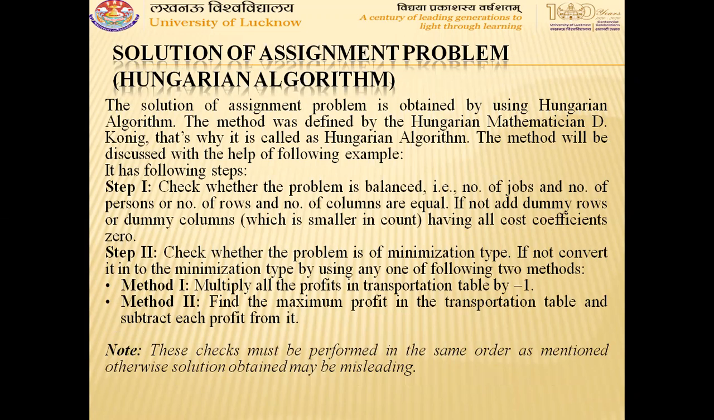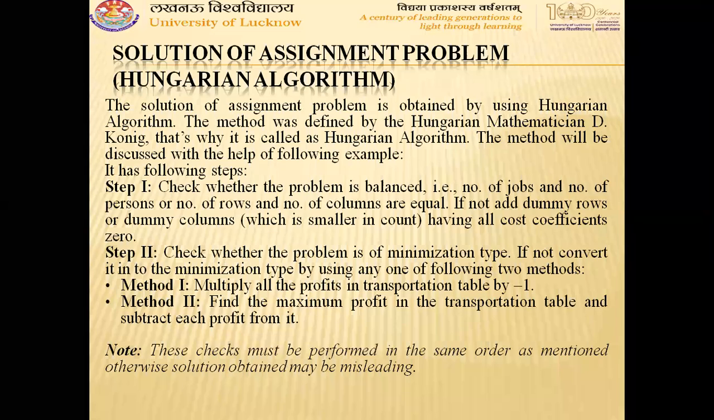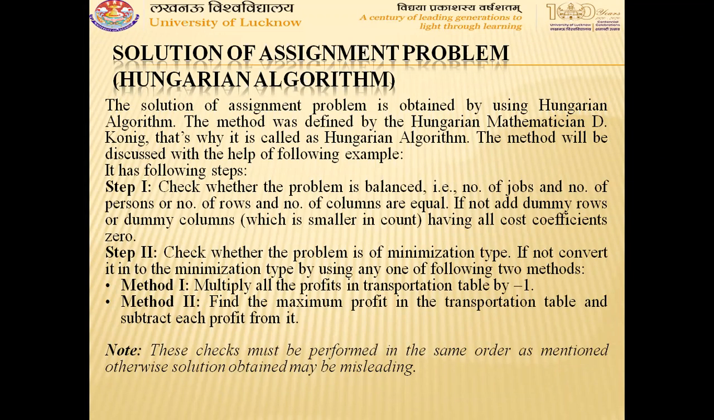So we can solve the transport assignment problem same as a linear programming problem, that is by using the simplex method, as well as by using different methods defined for the transportation problem. But that will become more complicated, and the easiest method for solving the assignment problem is called the Hungarian algorithm. This method was defined by D. Koning, who was a Hungarian mathematician. That's why it is called the Hungarian algorithm.